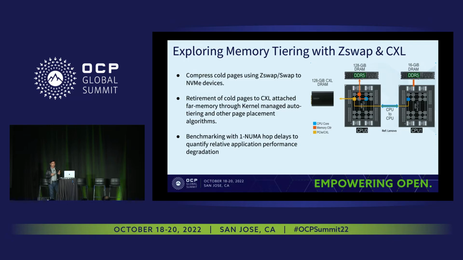With the availability of the high bandwidth cache coherent new CXL interface, we can retire cold pages to CXL devices through kernel managed auto tiering and some of the other page placement algorithms. And we are also engaging with different CXL vendors to benchmark the 1 NUMA hop latency delay and its implication on application performance degradation. For example, for one of the Redis benchmarks, by moving 10% of the accesses to a CXL far memory device, we saw 5 to 10% performance degradation. So there's more work to be done there.